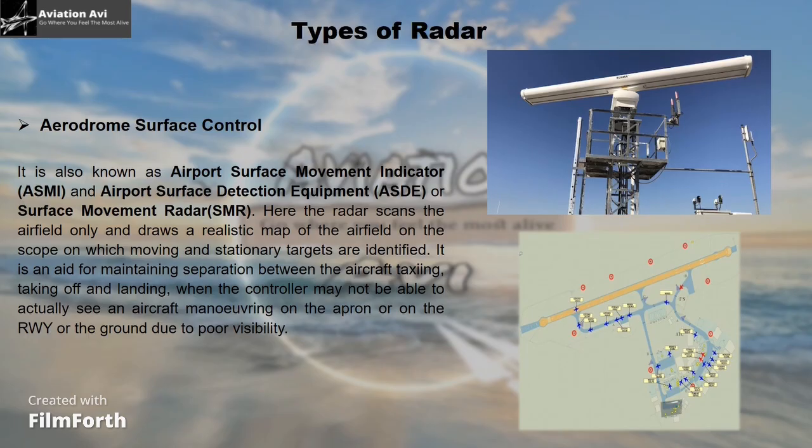Further, it is an aid for maintaining separation between aircraft taxiing, takeoff, landing when the controller may not be able to actually see the aircraft maneuvering on the apron or on the runway or the ground due to poor visibility.